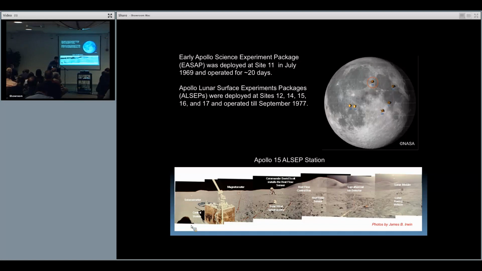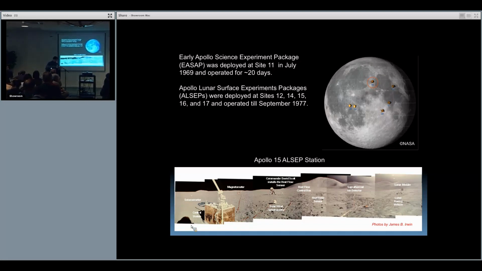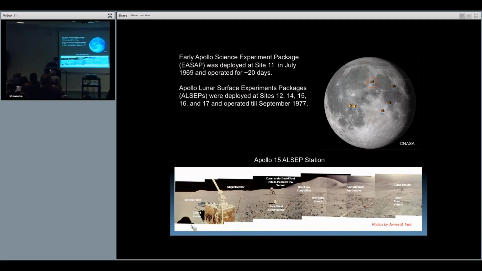These instruments kept running long after the astronauts went home. They kept transmitting data till September 1977. That's when NASA decided to pull the plug on those instruments. And so the data tapes generated from that time are the focus of my talk today.